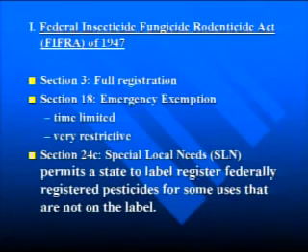This permits a state to label federally registered pesticides for some uses that are not on the label. An example of this would be a herbicide like Gramoxone, for instance, which is currently labeled on, say, peanuts, but we may petition and get a special local needs label to use the herbicide Gramoxone on sweet potatoes in Alabama. And these labels last for several years, about 5 years. But you need to know what a Section 3, a Section 18, and a Section 24C is.